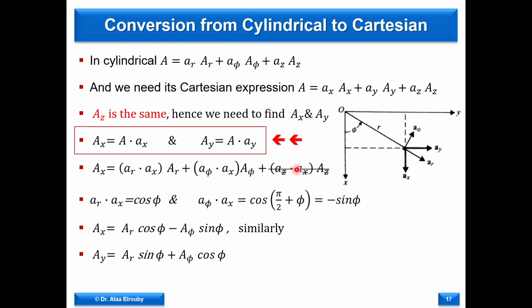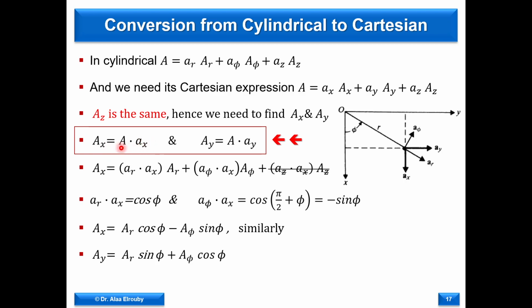Because AZ, which is the third direction, or the third dimension, is the same. So okay, how to find AX of any vector? Again, remember what we discussed earlier today. It's the projection of vector A along the x direction. So just take the dot product of A with this unit vector. So AX is the dot product of any vector with the unit vector AX.